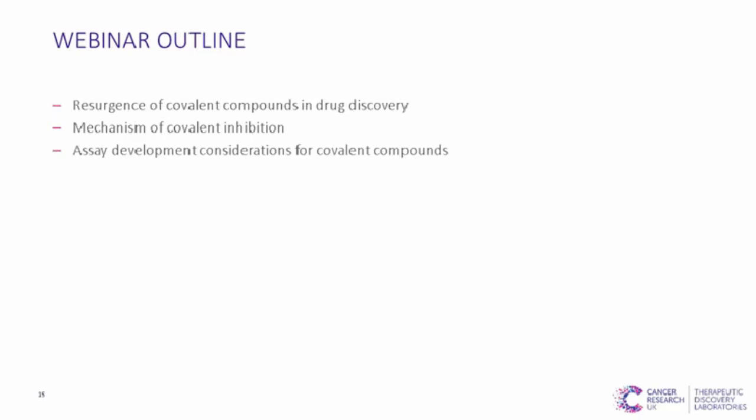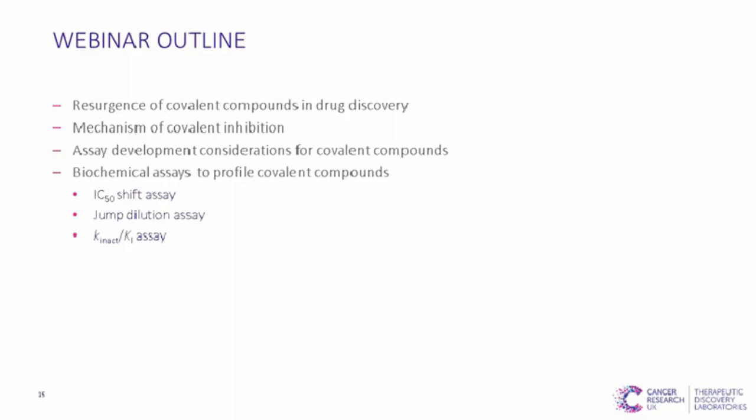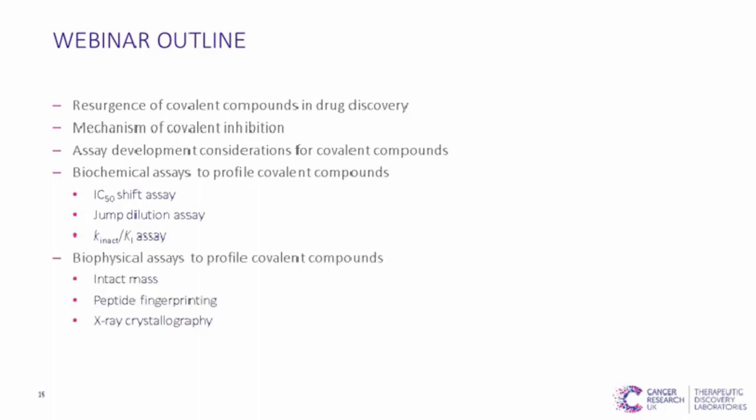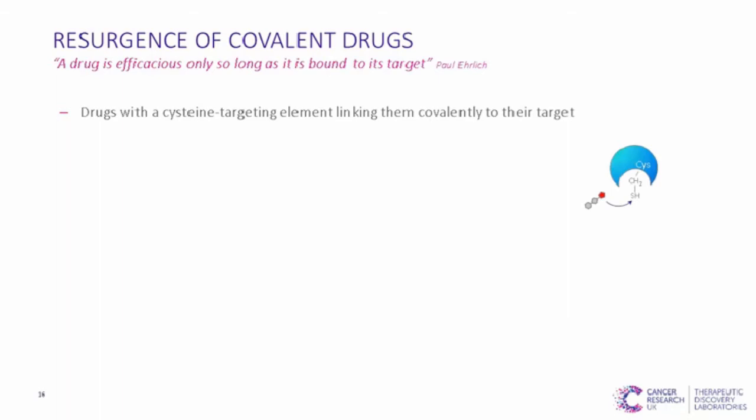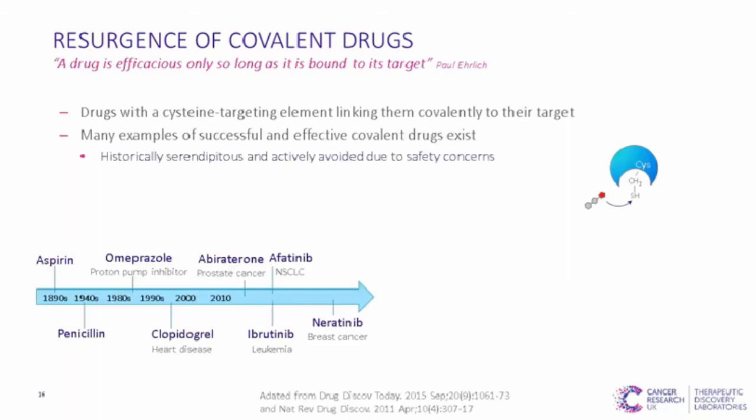Thanks, Catherine. So the areas I'd like to discuss today are the resurgence of covalent compounds in drug discovery, the mechanism of covalent inhibition, assay development considerations for covalent compounds, various biochemical assays that can be used to triage covalent compounds, various biophysical assays that can be used to profile covalent compounds, and I'd like to go through the discovery of a covalent inhibitor that we've done for the cancer drug target USP7. Covalent drugs have a cysteine targeting element which links them covalently to their target.